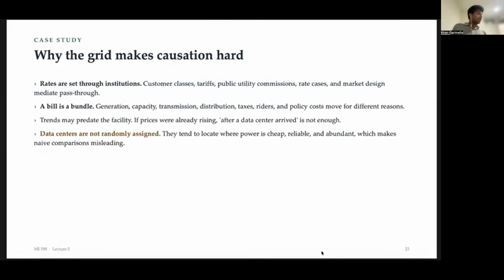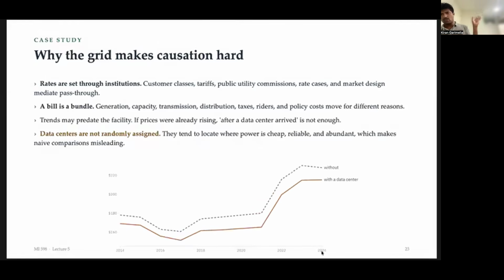The other is that data centers are not randomly assigned. Data centers are usually set up in areas where these companies want them to be cheap, manageable, and economically viable. So they are located in areas where the power is cheap and abundant, and you cannot make these sorts of comparisons. Again, this is data from Texas, but these trends hold across almost all states: the average power rate per month in zip codes with a data center and without a data center are going to be different.